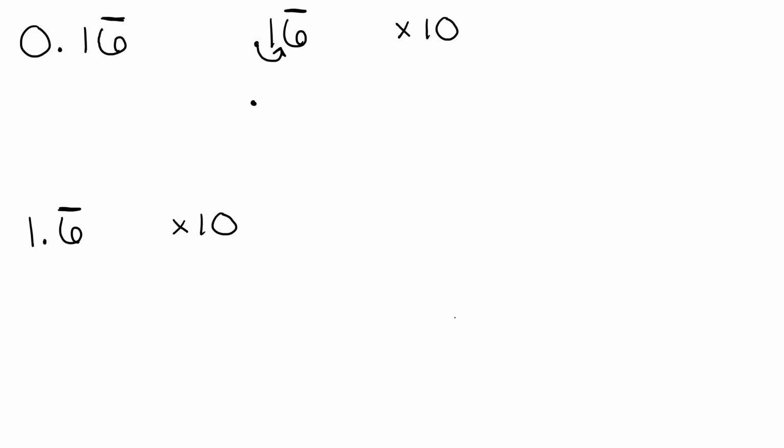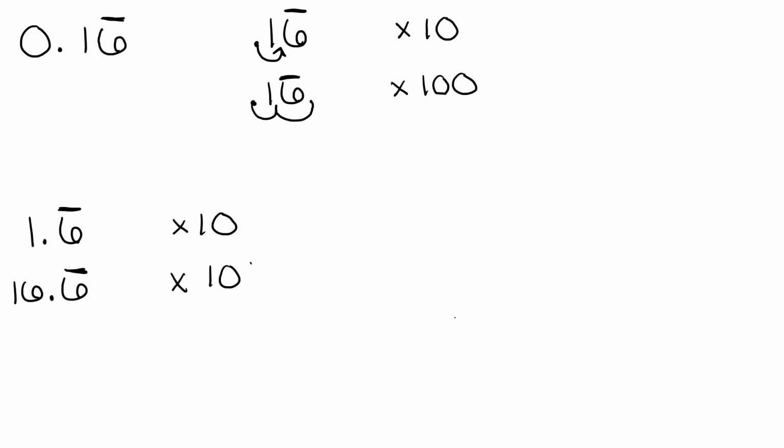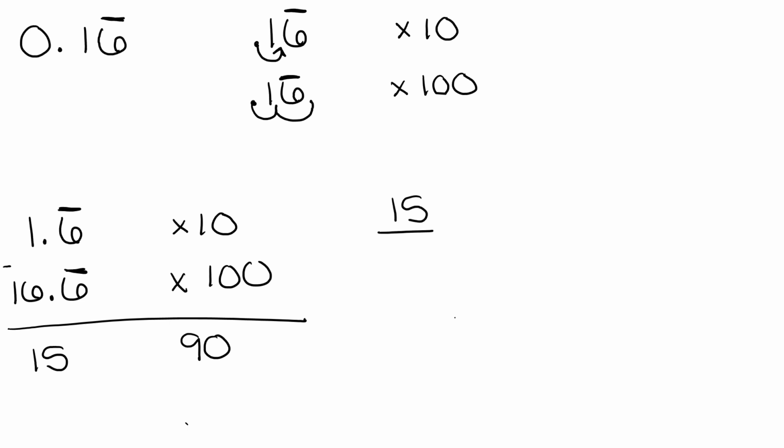Now, the second time that we move the decimal point, we move it to the back of the number. So that would be 2 times. Moving the decimal 2 times is the same as multiplying by 100. So we now have 16, which we've multiplied by 100. To find the numbers for the fraction, we subtract. When you subtract 16 and 1, we get 15. When you subtract 100 and 10, we get 90. Our fraction becomes 15 over 90.